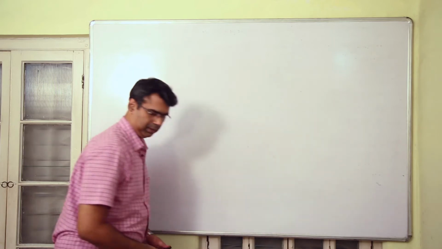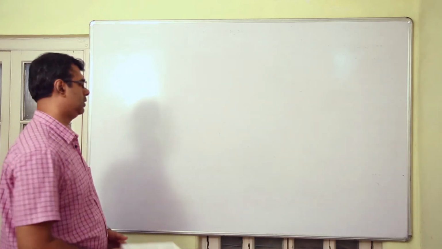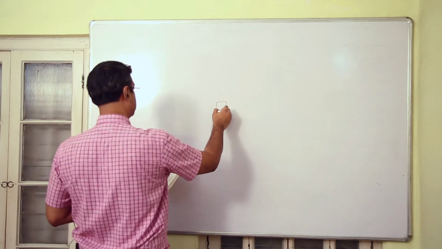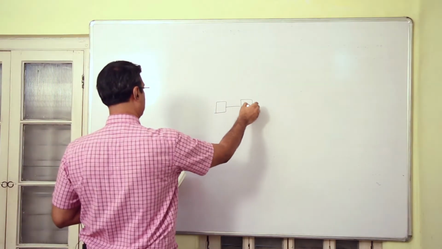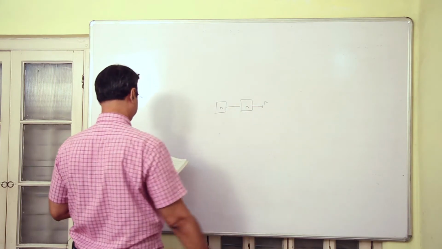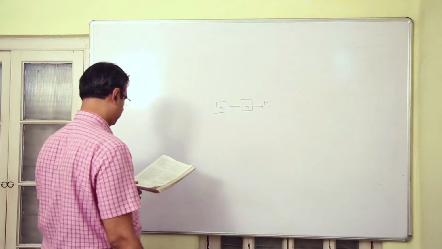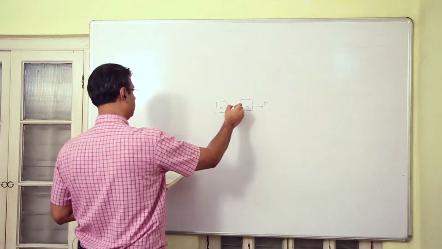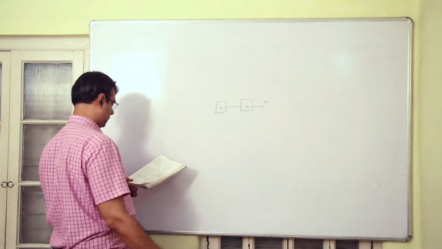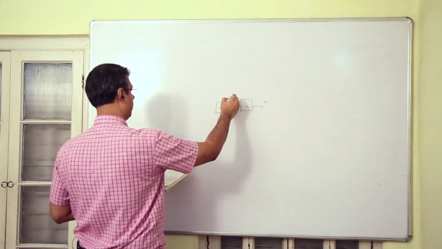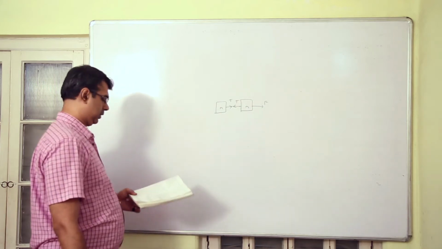So let us have a look at a couple of questions using free body diagram. For example, there is a question: there are two blocks, both having a mass m, and one of them is pulled with a force F, and the string is massless. The question is, what will be the tension? So you have to find the tension.